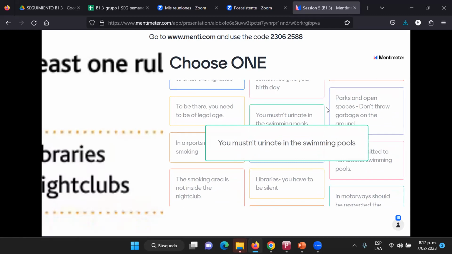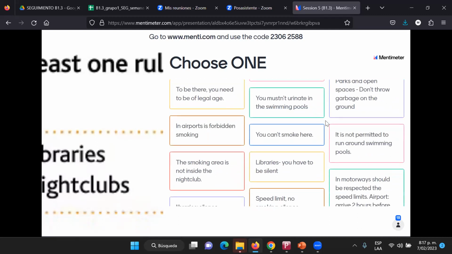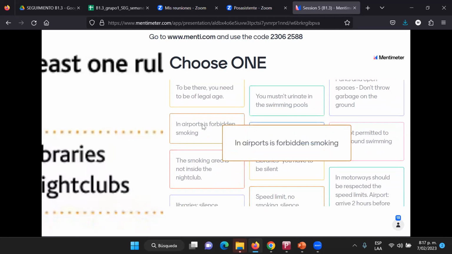It is a prohibition. Parks and open spaces. Yeah, I forgot to tell you to put the name of the place, but I didn't tell you, so my mistake. Don't throw garbage on the ground. In airports is forbidden smoking. So, in airports, smoking is forbidden. Okay. You can't smoke here.